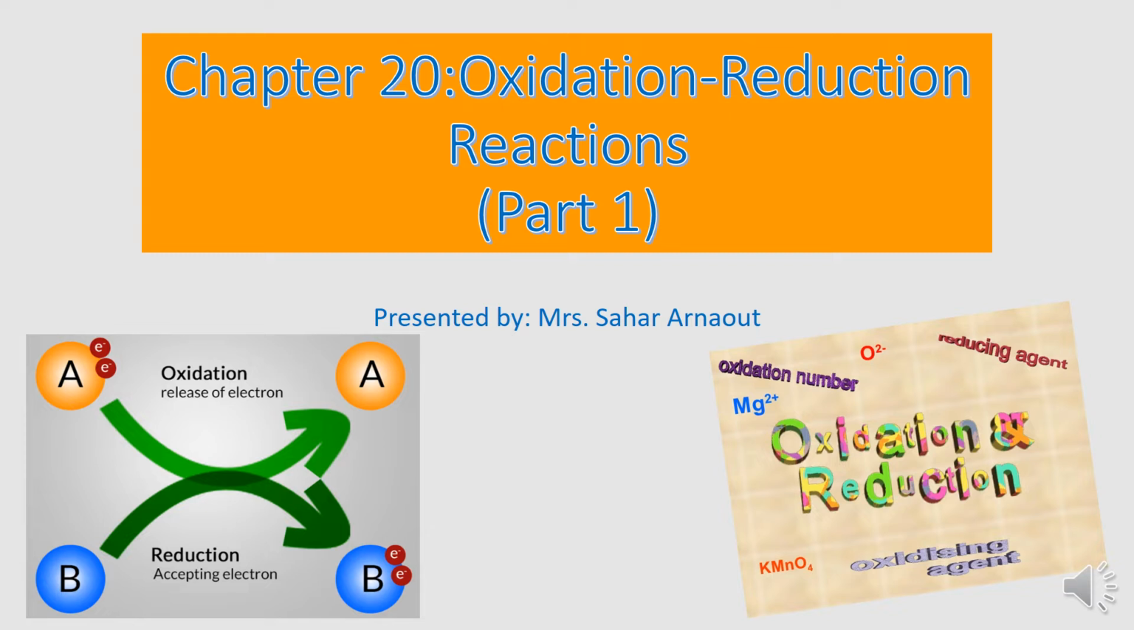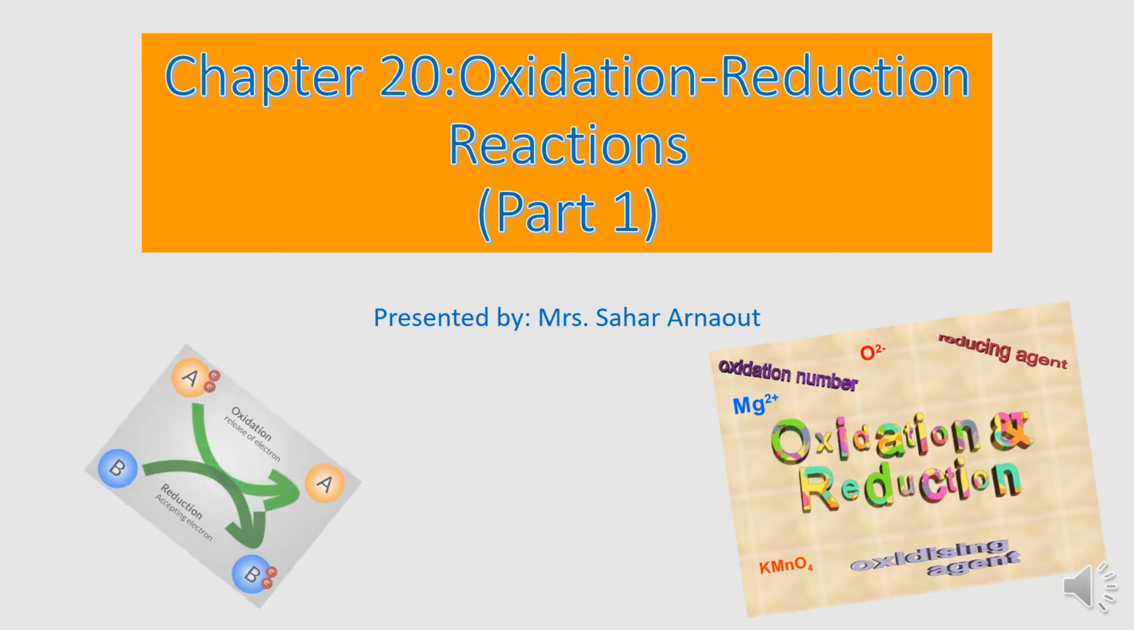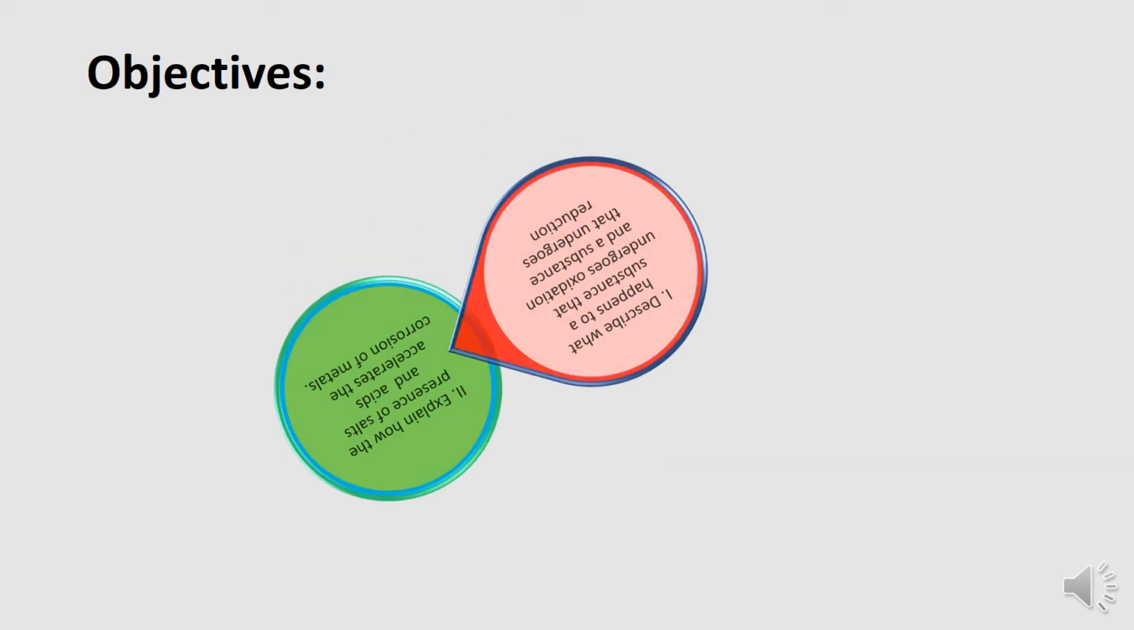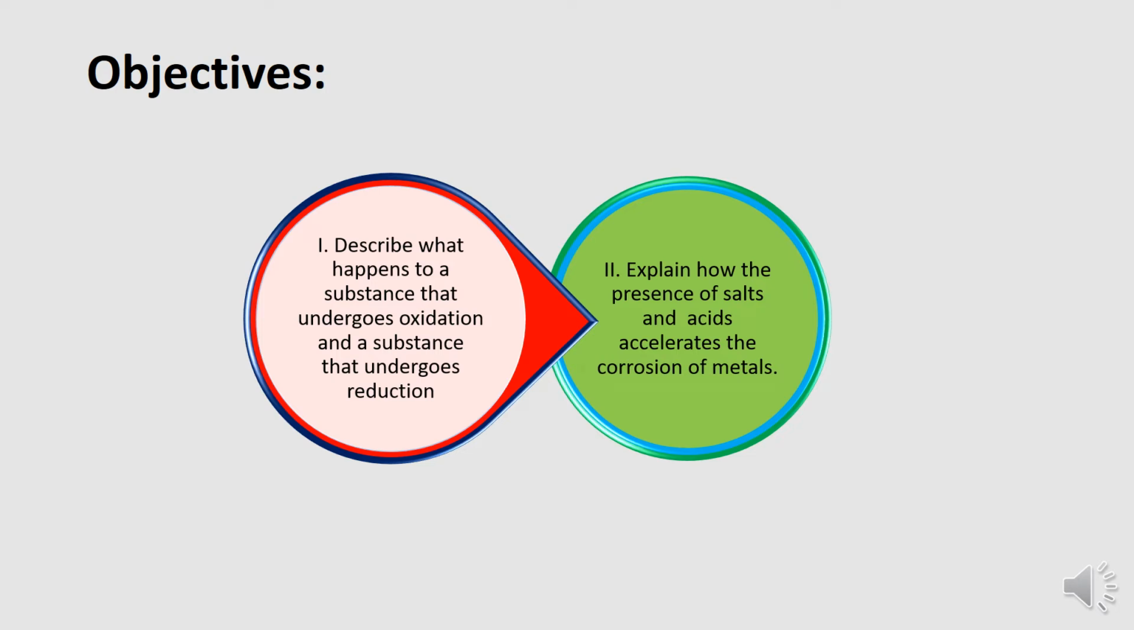Today I'm going to explain Chapter 20, Oxidation Reduction Reactions. The objectives that you will learn during this session are two. The first one is to describe what happens to a substance that undergoes oxidation and a substance that undergoes reduction. The second objective is to explain how the presence of salts and acids accelerates the corrosion of metals.